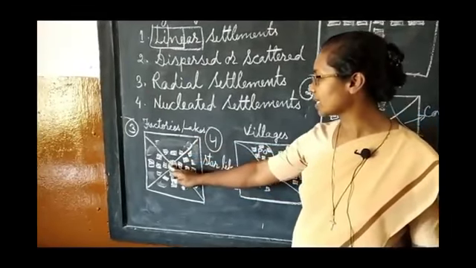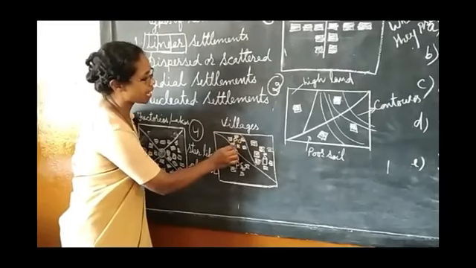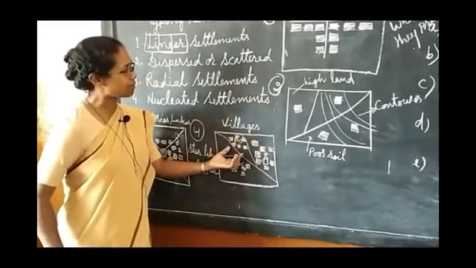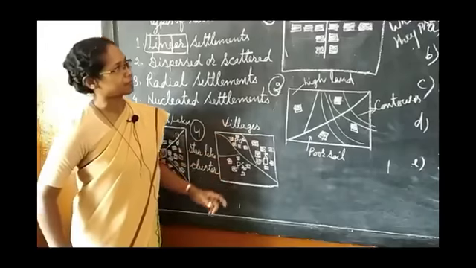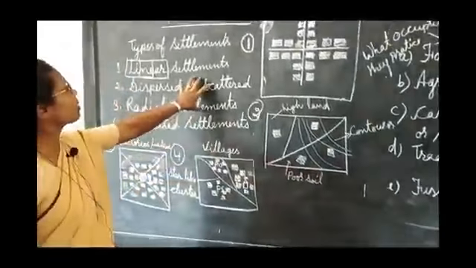The fourth one is the nucleated settlement. The diagram is this. This nucleated settlement is found especially in villages, where the houses are very close to each other. Especially in the villages we can see the post office, church, and the panchayat school. The settlement is around the church or the temple, around the post office, and the houses are very nearby, close to each other. So these nucleated settlements are found in village areas. So we have learned about the settlements, students.